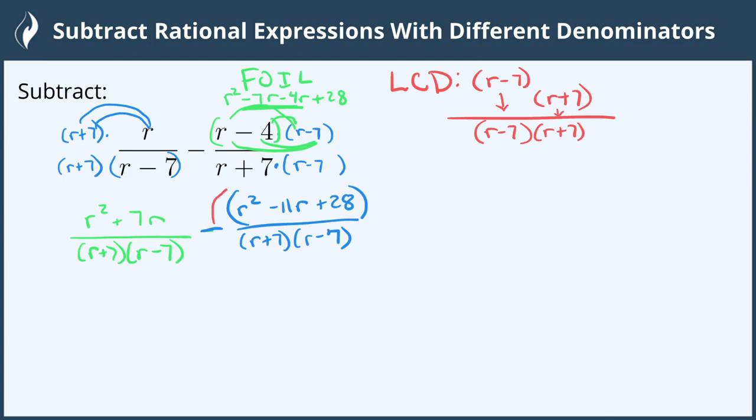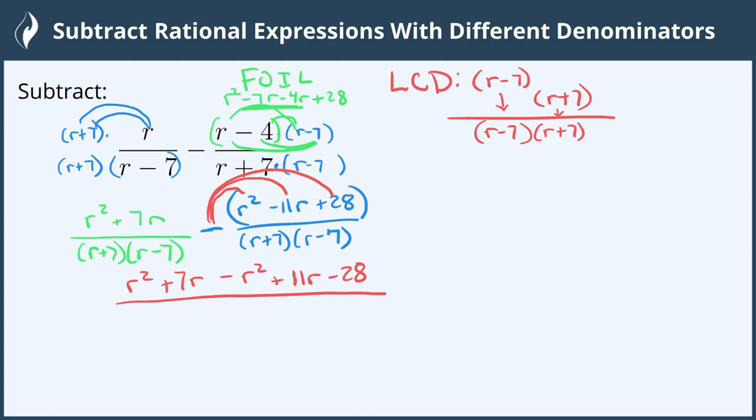So let's go ahead and distribute this negative into every single term, giving us minus r squared plus 11r minus 28. And so we have r squared plus 7r minus r squared plus 11r minus 28 over the common denominator of r plus 7, r minus 7.